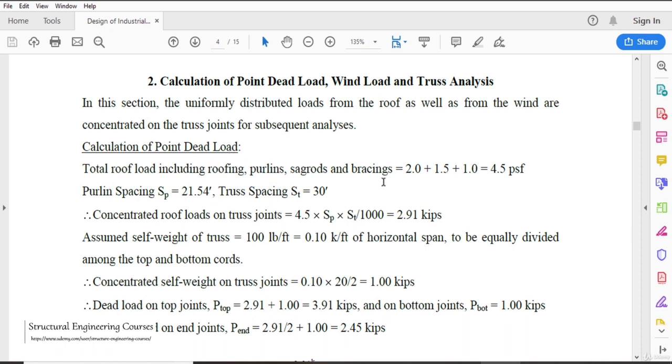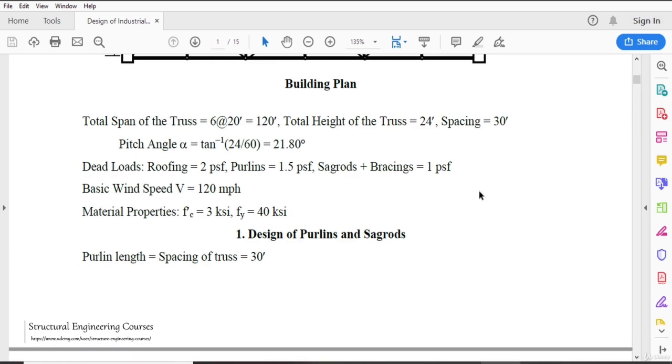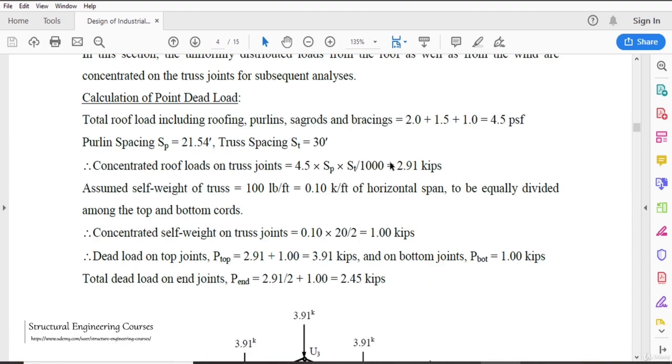So dead load, as we had discussed earlier, we shall consider 2 plus 1.5 plus 1, that is 4.5 psf, that is pound per square foot. So 2 is the dead load due to roofing, 1 is the dead load due to sag rod plus bracing, and 1.5 is the dead load due to purlins. So the total dead load comes out to be 4.5 psf.